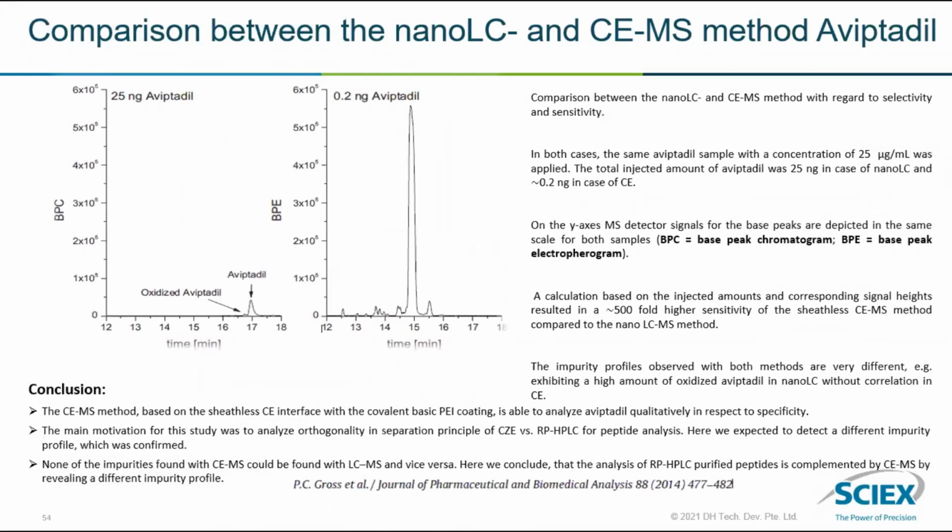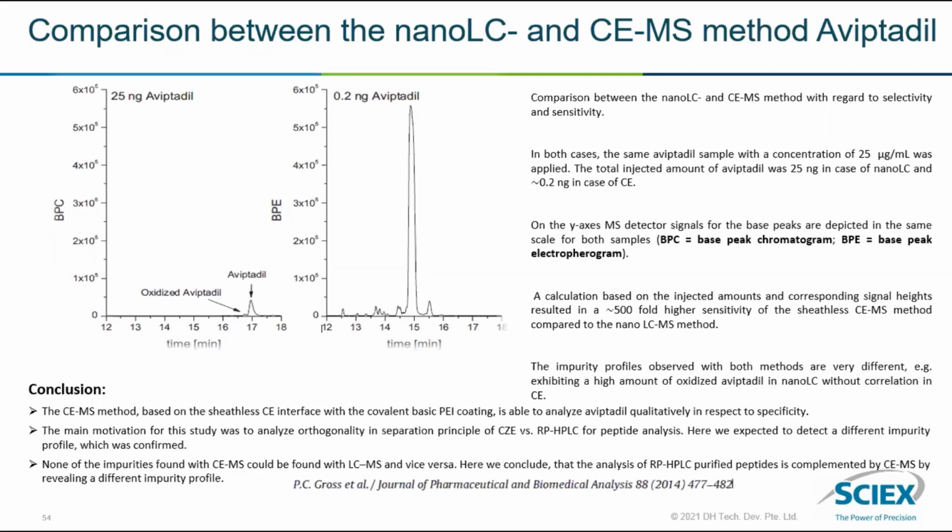Here you can see a direct comparison between nano RPHPLC versus CESI-MS. In this example, we ran the samples using both technologies. As a starting point, we took the peptide sample at a concentration of 25 microgram per ml. The total injected amount for nano LC was 25 nanogram, and for CESI we injected only 0.2 nanogram of the sample.